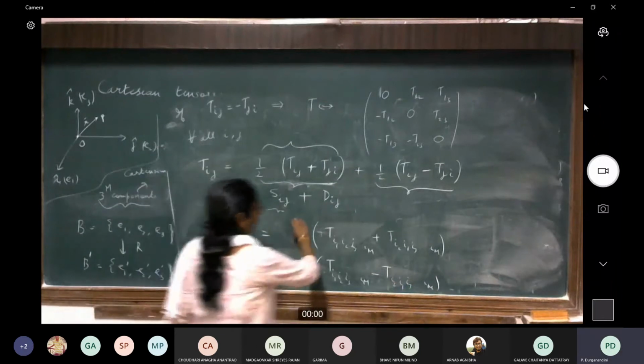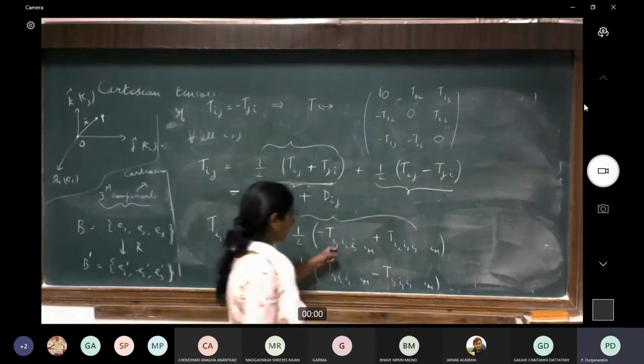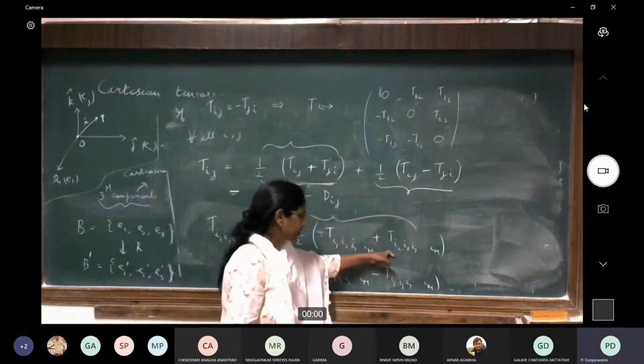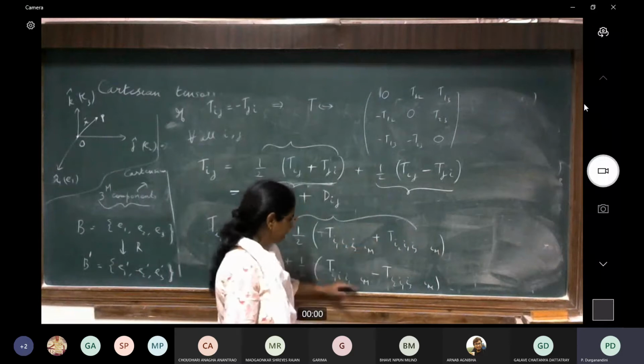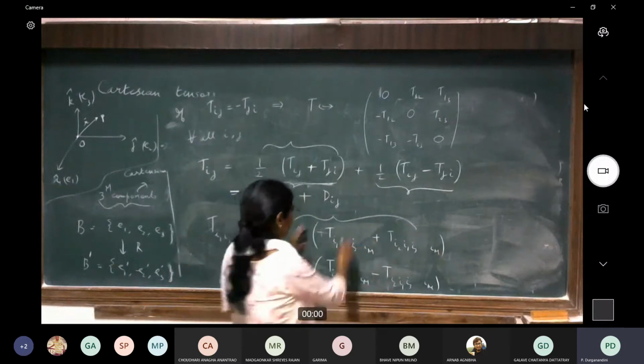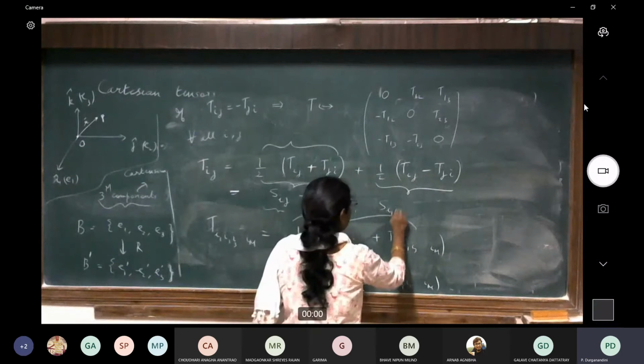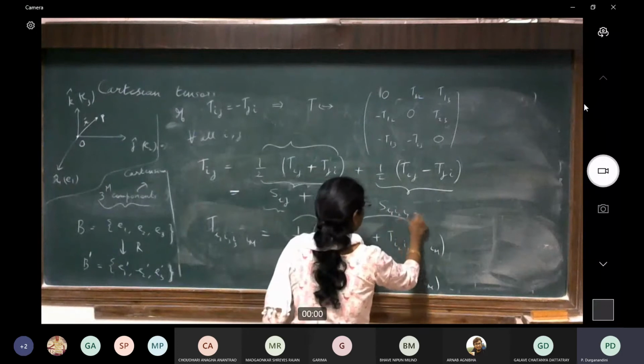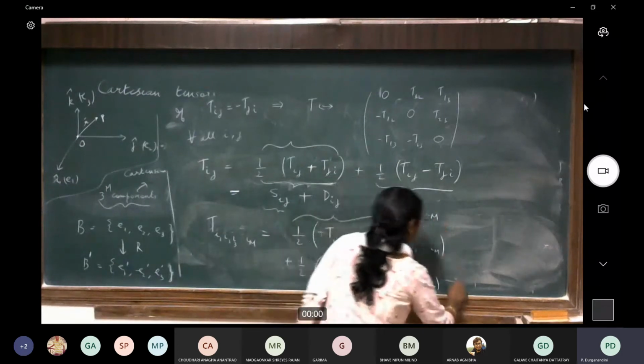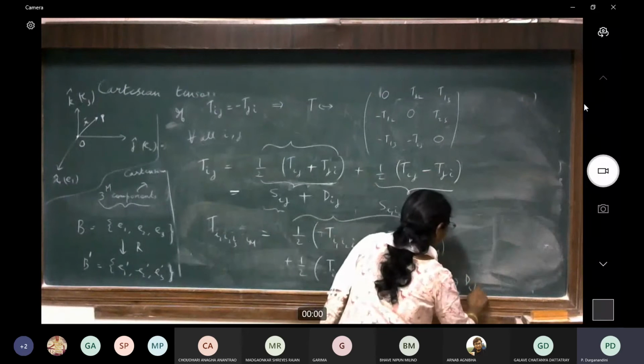And again, here I've added two tensors of the same rank. So obviously this is again a tensor. Similarly, this is again a tensor. And I use the same label here. I call this S i1, i2, i3, ..., in. And I call this D i1, i2.